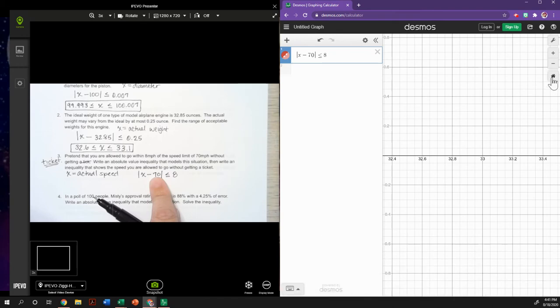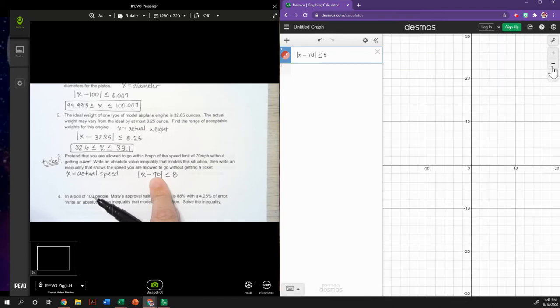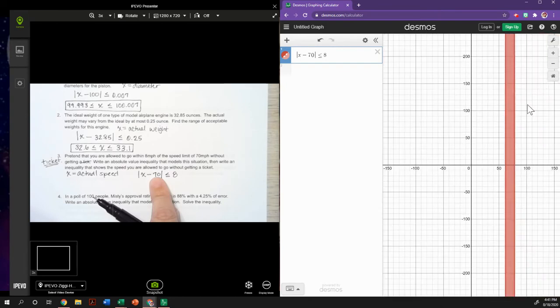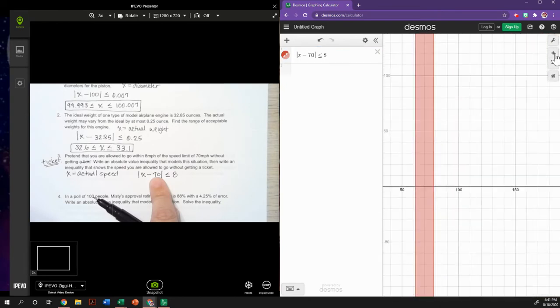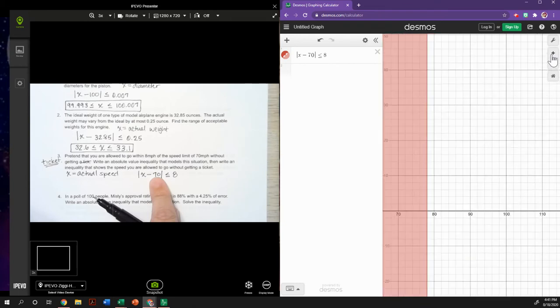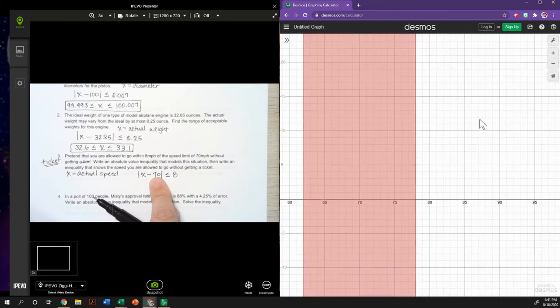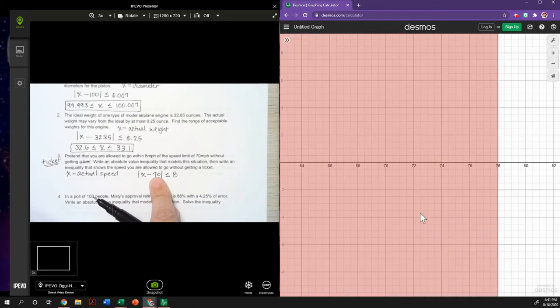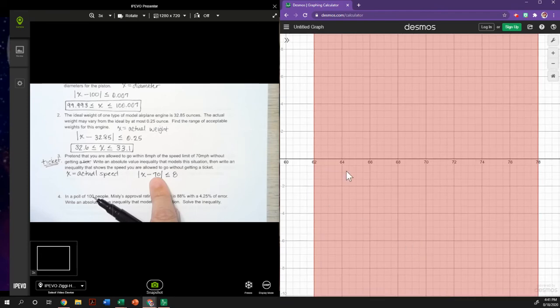And now we're going to switch here, home. We're going to scroll out. There we go. And we're going to scroll back in. Let's hide this so we can get these numbers to pop up. There you go, 62 to 78. So 62 less than or equal to x less than or equal to 78.